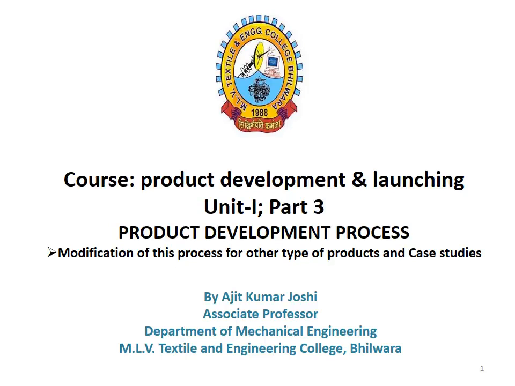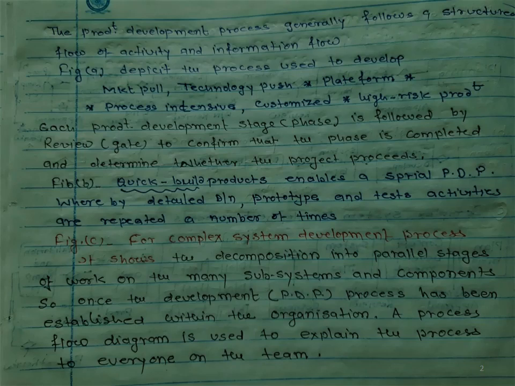So friends, in this session we discuss the modification of the product development process for various types of products and some case studies. The product development process generally follows a structured flow of activity and information flow. This allows us to draw a process flow diagram. On the next page we have the various flow diagrams for the various types of products.